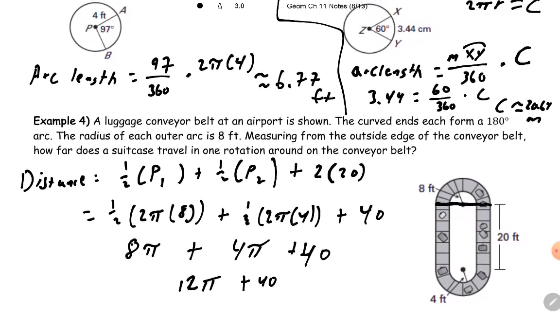And now we're going to use our calculator. 12 times pi plus 40 is 77.7. And what are we doing in feet? Feet. And then let's make sure we check. The luggage starts on one end and then goes in one rotation. Yep.